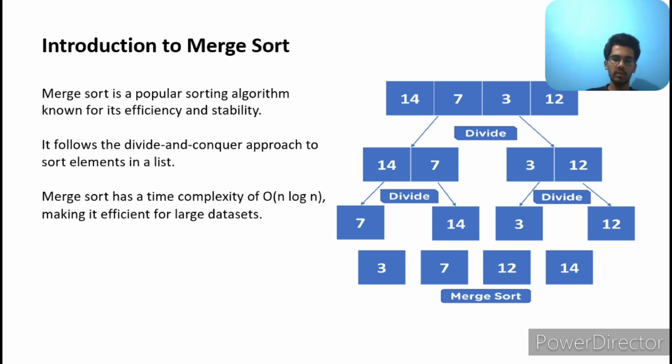Merge sort is a popular sorting algorithm known for its time efficiency. It follows the divide and conquer approach to sort the elements in the list. Merge sort has a time complexity of theta n log n, making it efficient for large data sets, which have a large number of elements in the list.